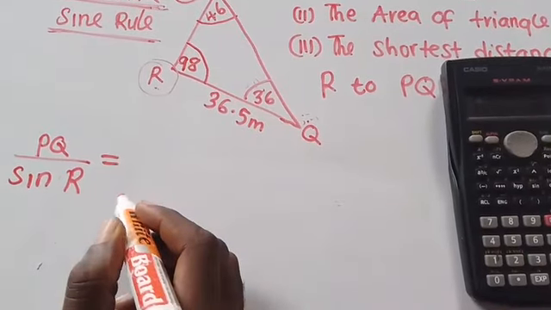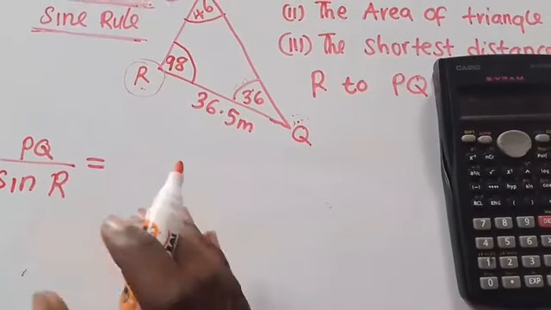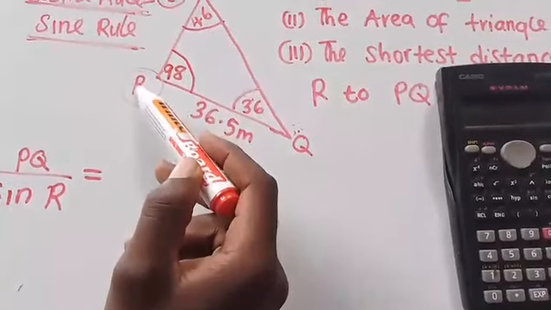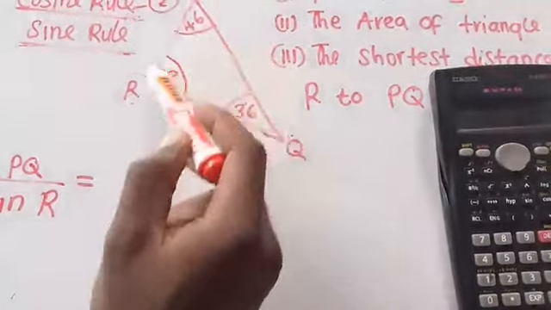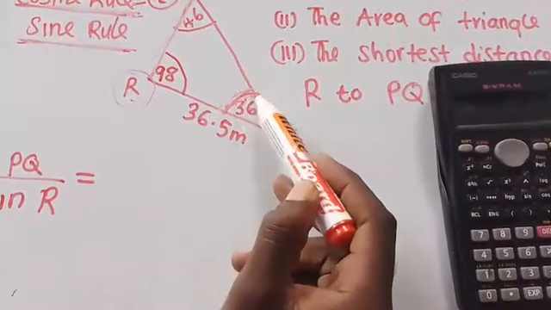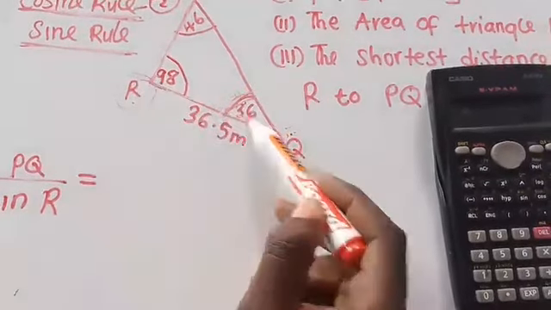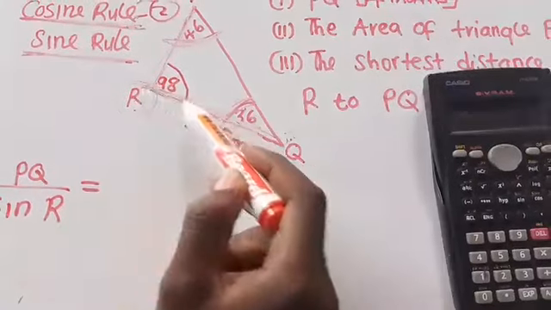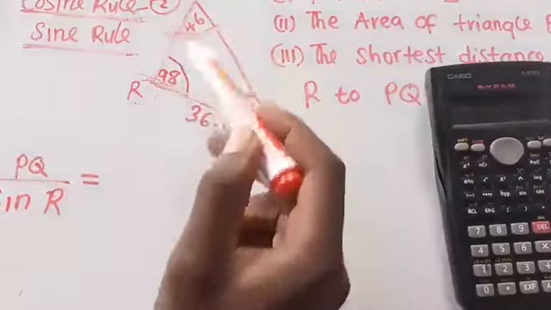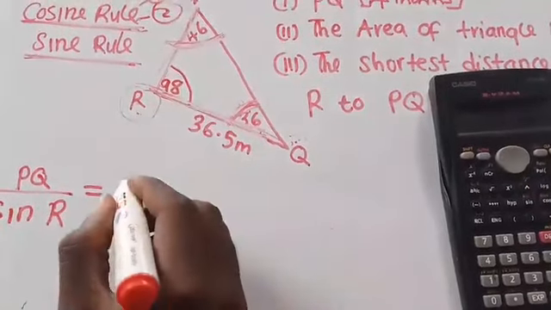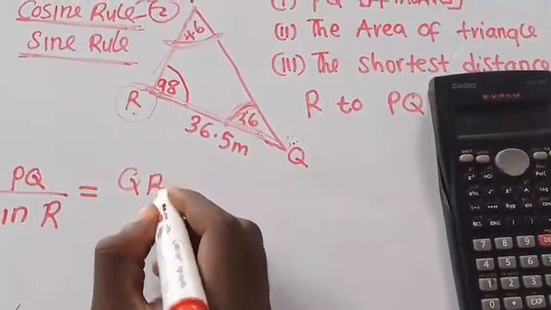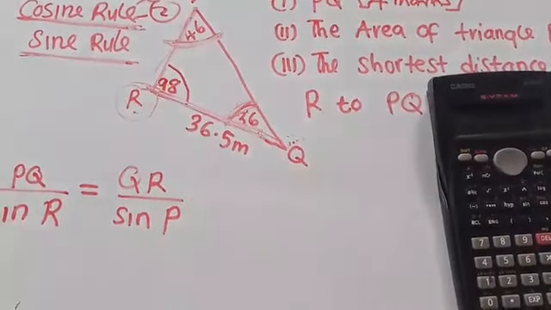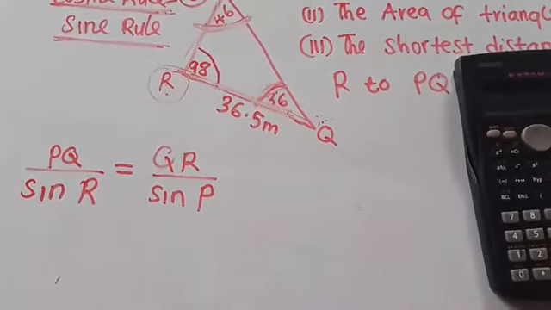After you've done this, you get the side that has its own angle. I cannot use PR here, because I've got no side, but the angle is given. I need to use the one that has a side and an angle there. So I need to use QR over sine P. This is what I'm supposed to do.